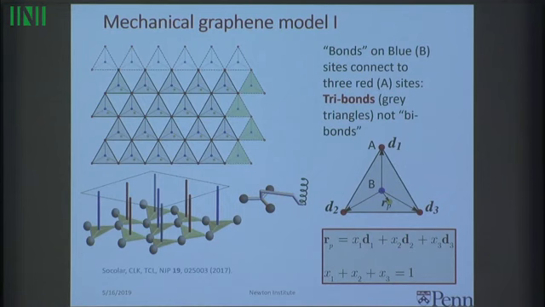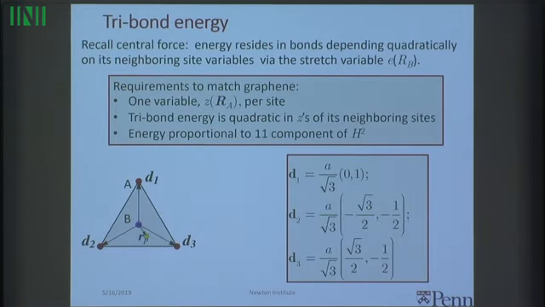Let's go to the next step now. So we want to come up with an energy, and the energy has to depend only on the height variable at each site. So R_A is the site on the red lattice, and R_B are the sites on the blue lattice. And just to keep yourself in order, it might be useful to remember these. The D1 points up, the D2 points over to here, and the D3 points over there.